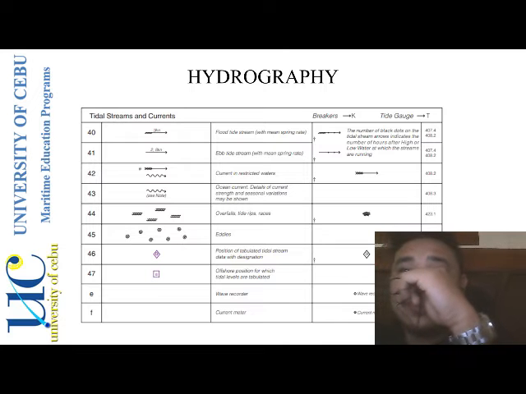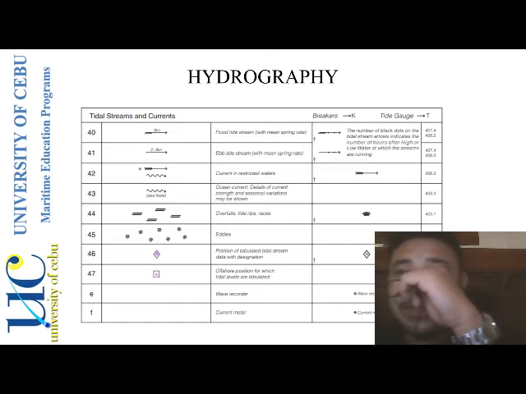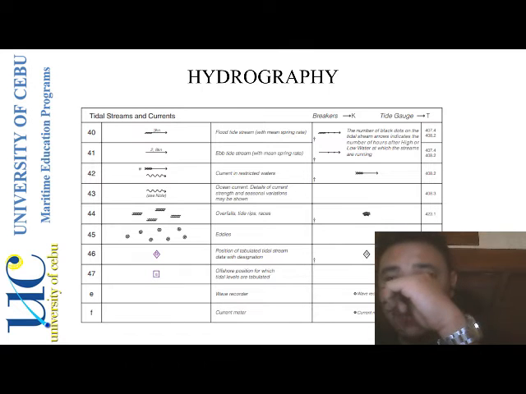So number 44. Overfalls, tide rips, races. So number 45. It is eddies. 46. It is the position of tabulated tidal stream with the designation. So 47. Offshore position for which tidal events are tabulated. So A, wave recorder. So F, current meter. So hydrography, so the depths.